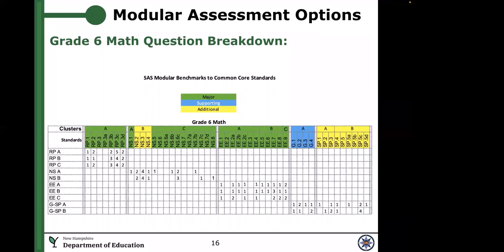This page right here, you can see that it says major, supporting, and additional. This is in relation to the Achieve the Core algebra progression. So Achieve the Core has gone through the Common Core standards, and then for each grade level has deemed what they feel the major standards are, the supporting standards, and the additional standards. So again, that's an algebra progression, but you can see here where the standards are and what sort of the have-tos are for your particular grade level matched up with each of the modulars.